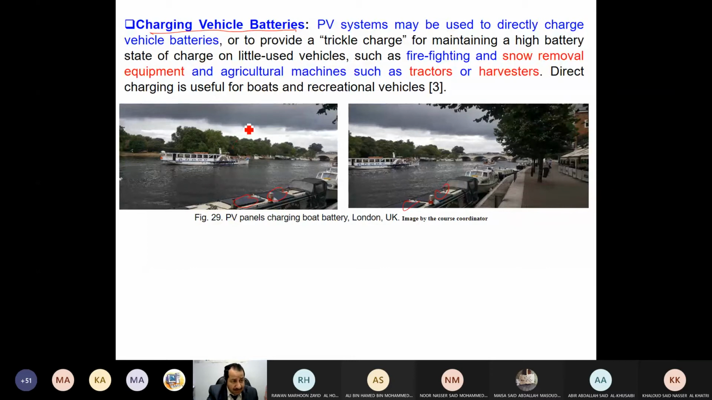By the way, see the clouds, there is a very small amount of solar radiation coming, but it's still enough. They use these two panels just to generate the electricity needed for their applications: charging mobile phones, watching TV, a receiver, some small applications, a blender, and other applications. It can be used for many applications related to charging vehicles, for example, firefighting and snow removal equipment, okay, agriculture machines and tractors and harvesters and so on.